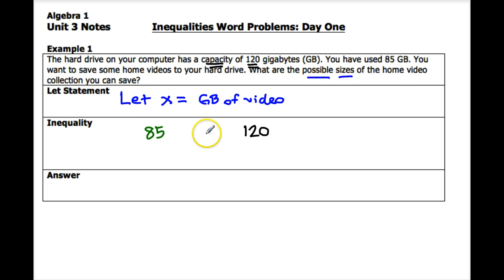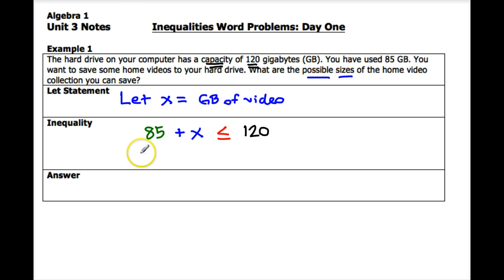We want to know what we can add to this 85 here, so that we don't take up too much of the hard drive space. So we want to know how much can we add to this 85 so that it doesn't go over 120. We're adding X amount of space. X is the amount of video we're going to be adding. So I'm going to take the 85 we already have plus X, and that cannot be more than 120. So I'm going to say that 85 plus X has to be less than or equal to 120. Otherwise, we would have too much video on our hard drive. So 85 plus x is less than or equal to 120.